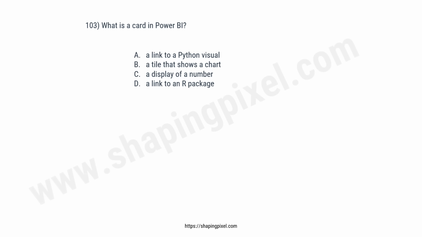Question number 103. What is a card in Power BI? And we have four options. Option A, a link to a Python visual. Option B, a tile that shows a chart. Option C, a display of a number. Option D, a link to an R package. So the right answer here is option C, a display of a number. A card is basically a display of a number.